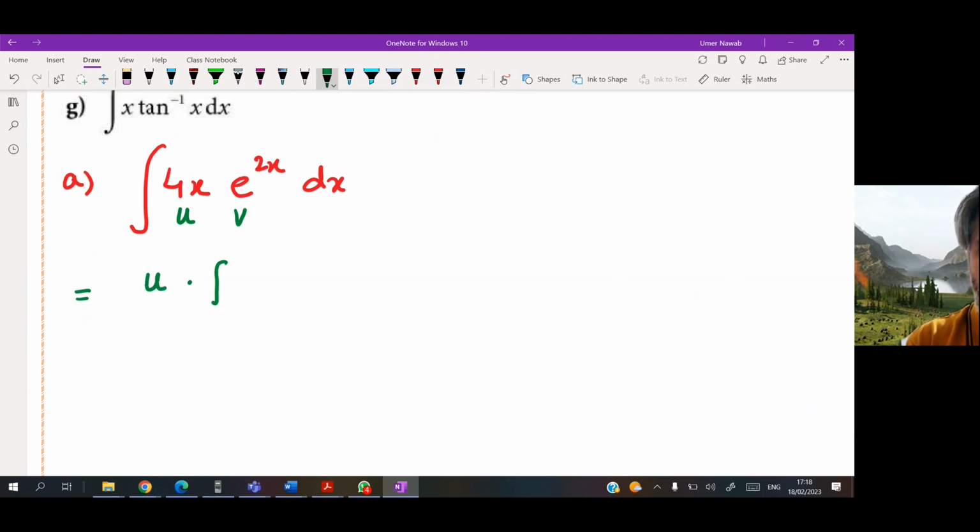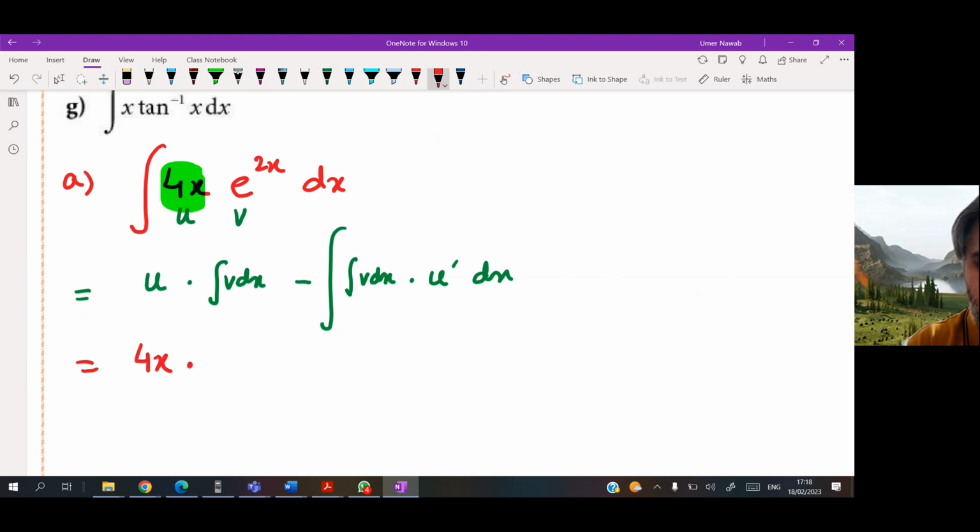U dot integration of v minus integration of v dot u prime. This is the formula I have taught. So what is the derivative? Here I'm going to write u as it is. What is the integration of e raised by 2x? E raised by 2x divided by 2. U prime, the derivative of 4x is 4.